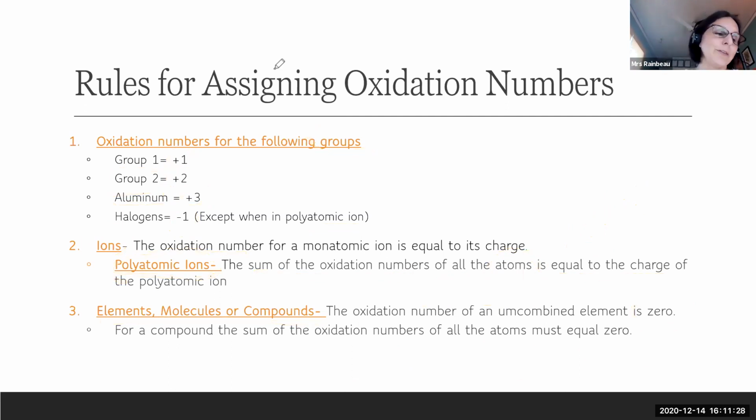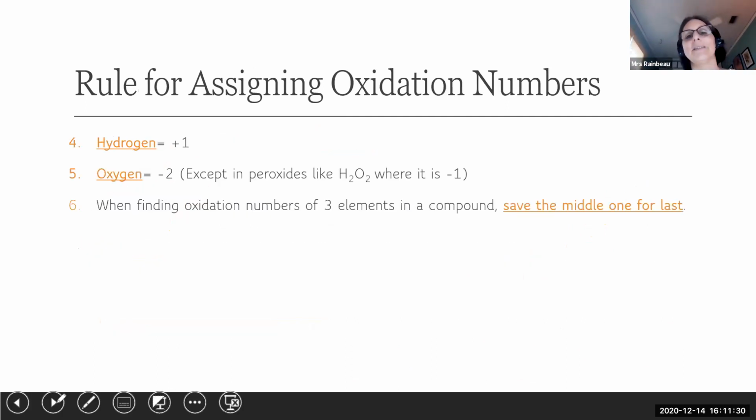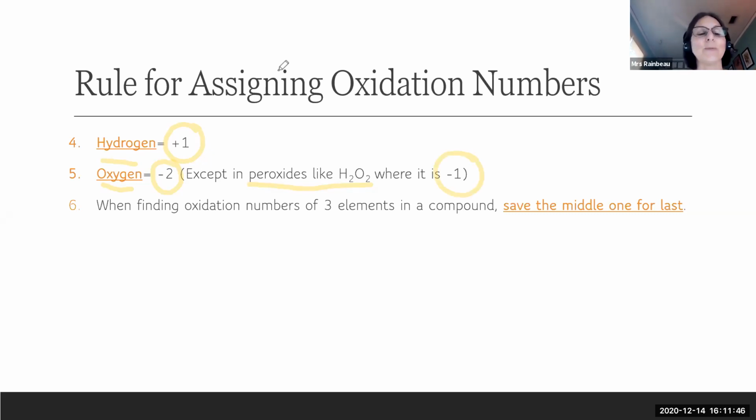So there are more rules. The next rule is hydrogen, and hydrogen is always +1. Oxygen is always -2, except when you find it in peroxides like H2O2, where it is -1. Hopefully you won't see that. When you're finding the oxidation number of 3 elements in a compound, save the middle one for last, because it'll make it easier. So these are the rules for assigning oxidation numbers.